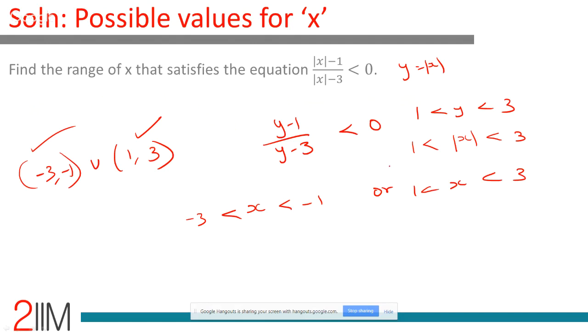You make a very simple substitution: y equal to mod x. Then y minus 1 by y minus 3. When will y minus 1 by y minus 3 be less than 0? We already discussed this. When y lies between the roots.